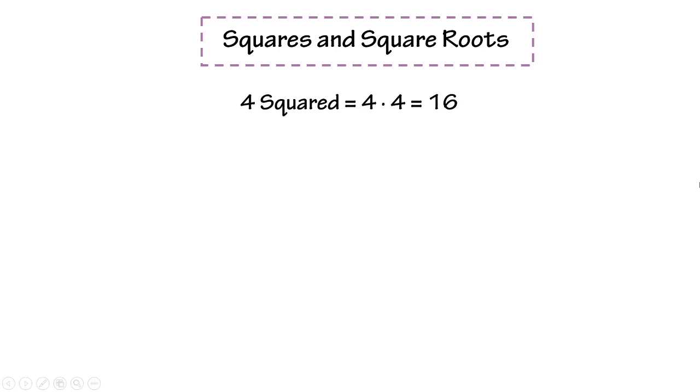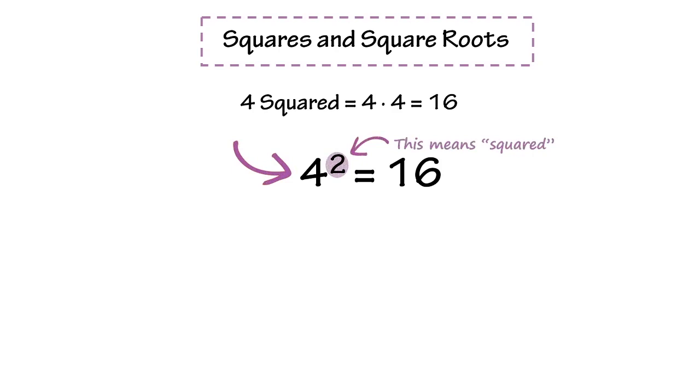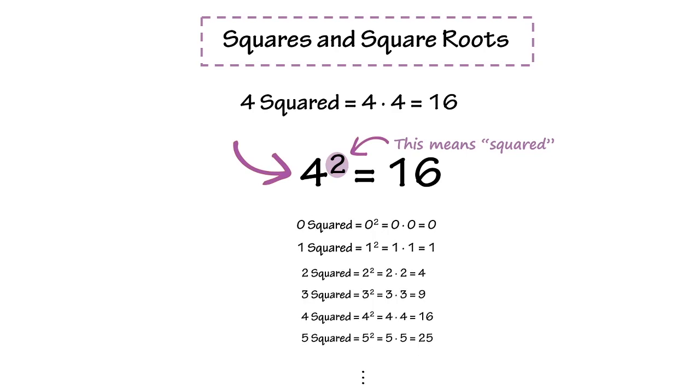To square a number means to multiply it by itself. Squared is often written as a little two like this. This says 4 squared equals 16. And this says the number appears twice in multiplying. 0 squared equals 0 times 0 equals 0. 1 squared equals 1 times 1 equals 1. And so on.